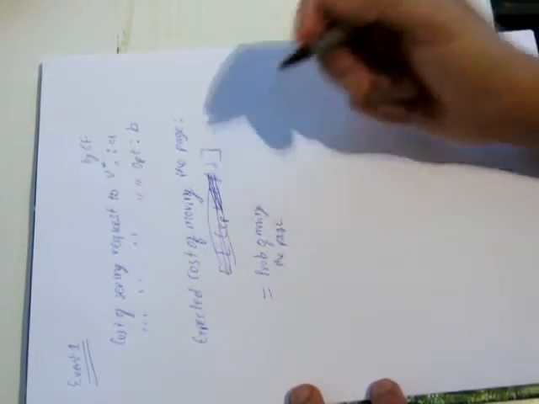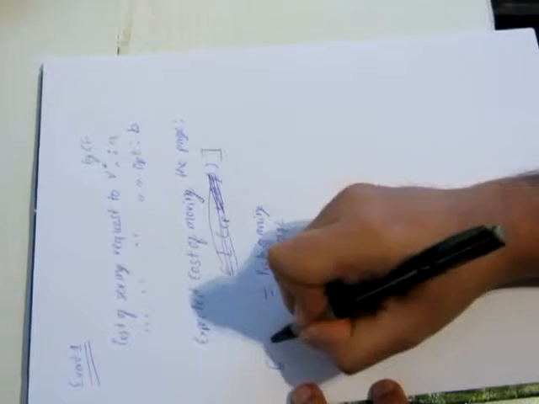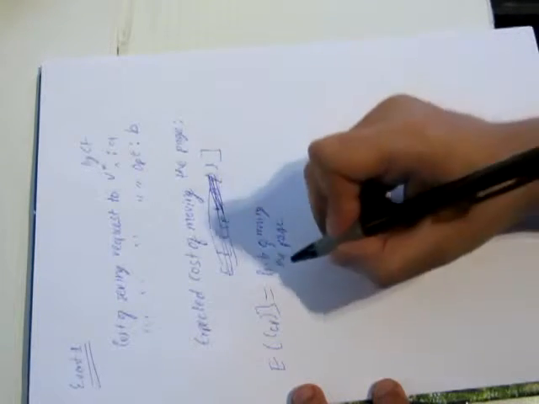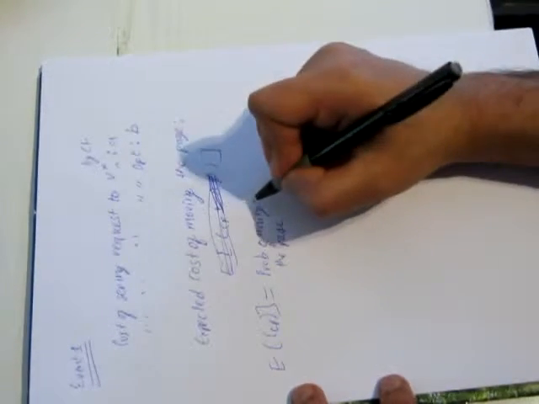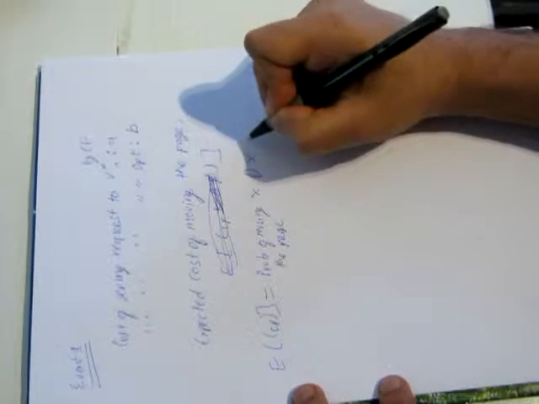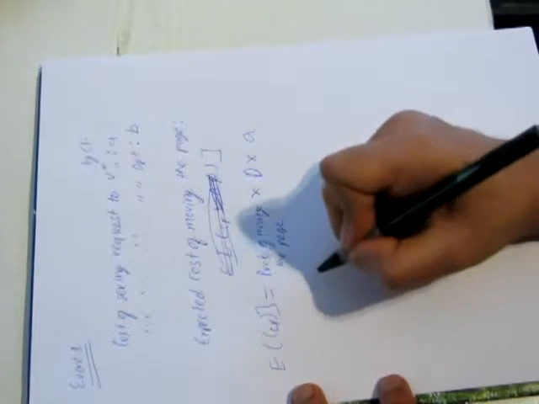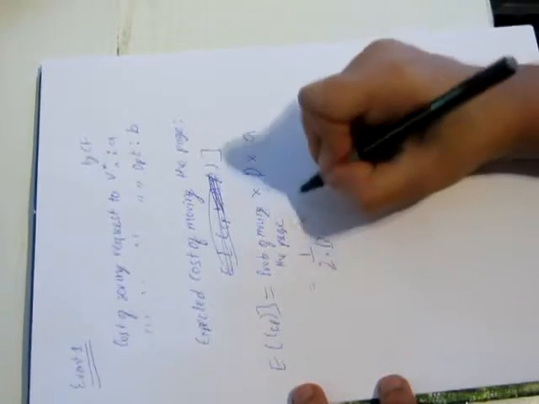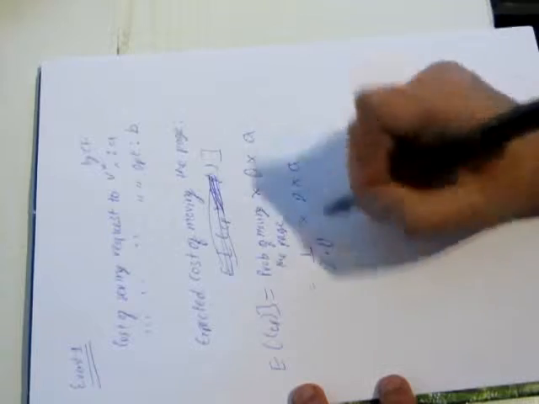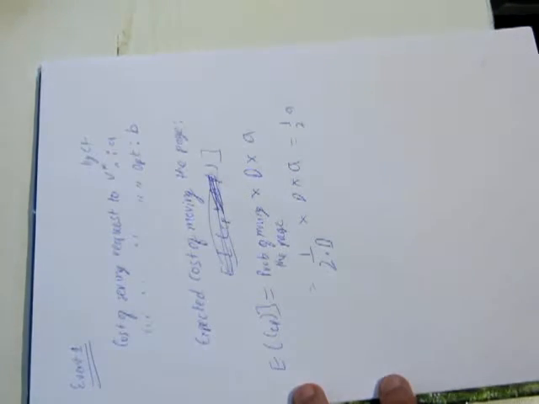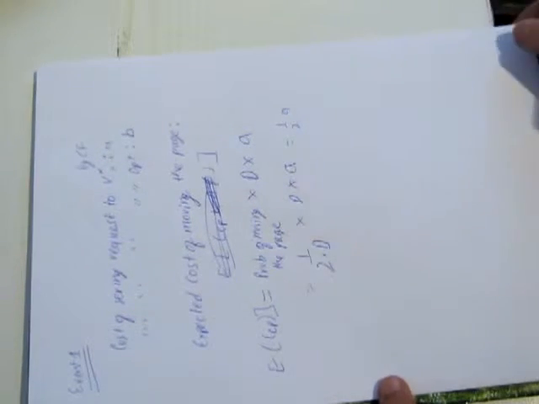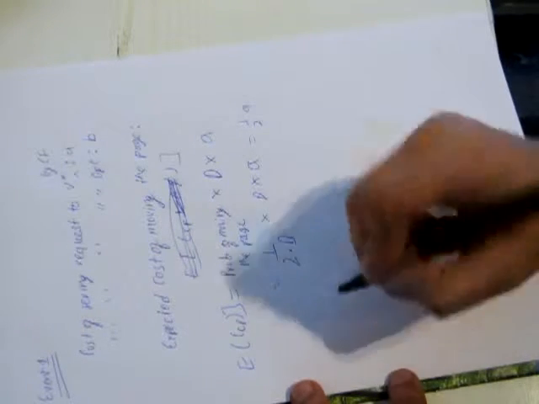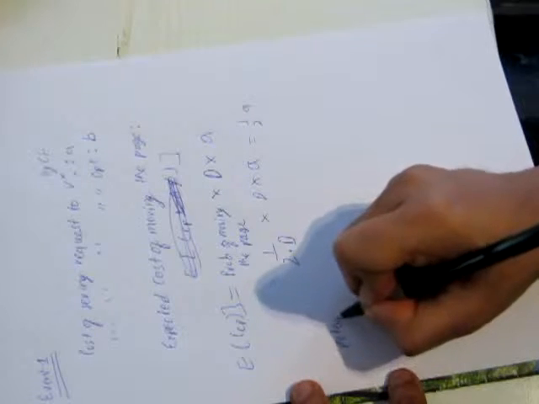So the expected cost of moving the page, the expected value for the coin flip algorithm cost, is equal to the probability of moving the page times the serving cost, that is A. And the probability of moving the page is 1 over 2D, times D times A, the serving cost, and the D's cancel out and it's half A. Now after getting this, what we want to find is the potential before, the original potential.